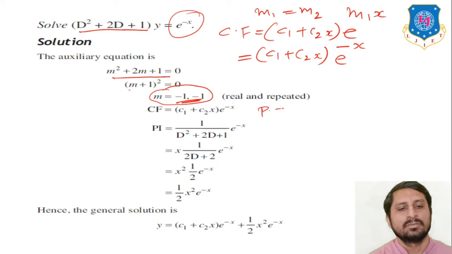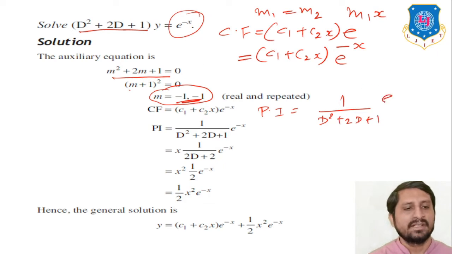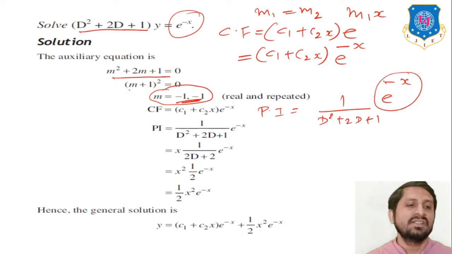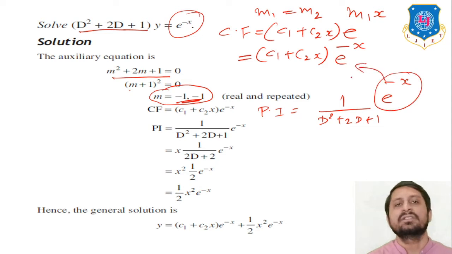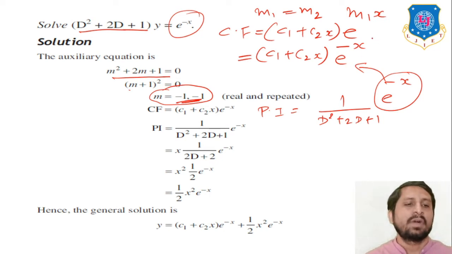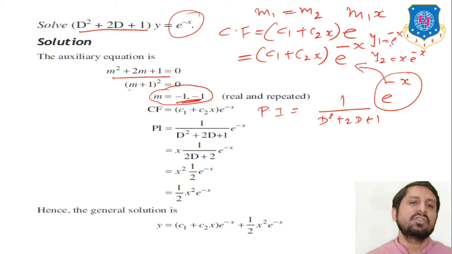1 upon D square plus 2D plus 1 into the right side function, e raised to minus x. By the rule we have to take minus 1 instead of D, but e raised to minus x is already a part of the complementary function solution. Here you can see that y1 is e raised to minus x and y2 is x e raised to minus x. Now e raised to minus x is already in the complementary function.